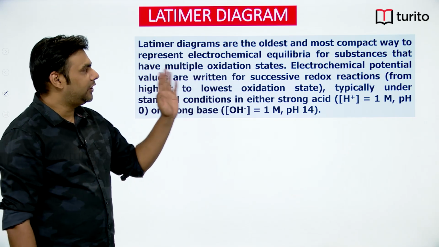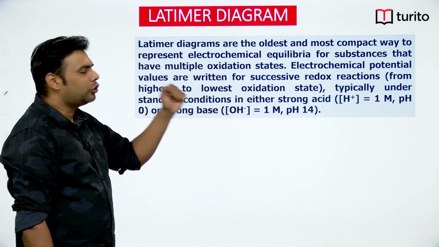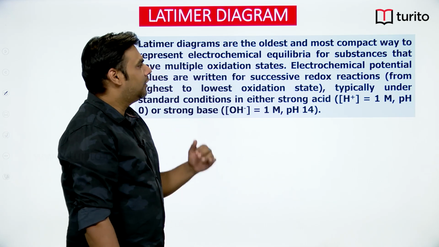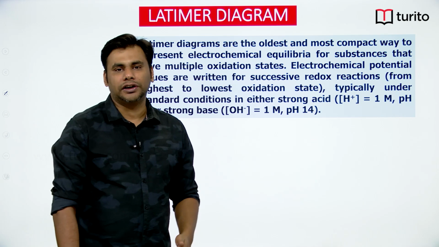The Latimer diagram is basically the oldest and the most compact way to represent electrochemical equilibria for substances that have multiple oxidation states.